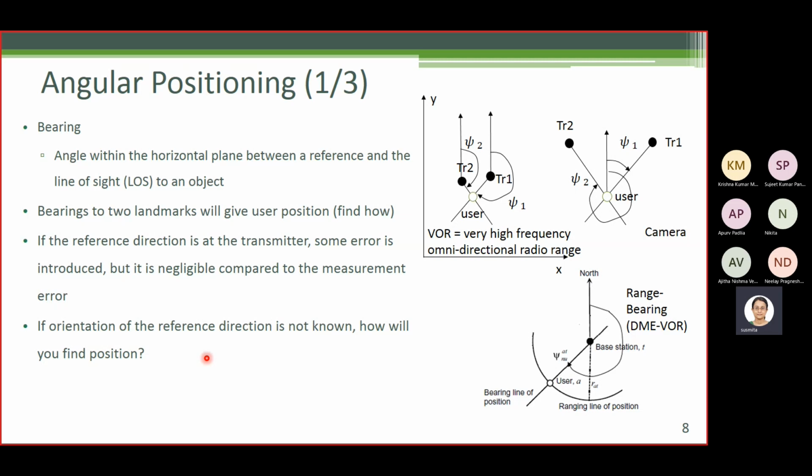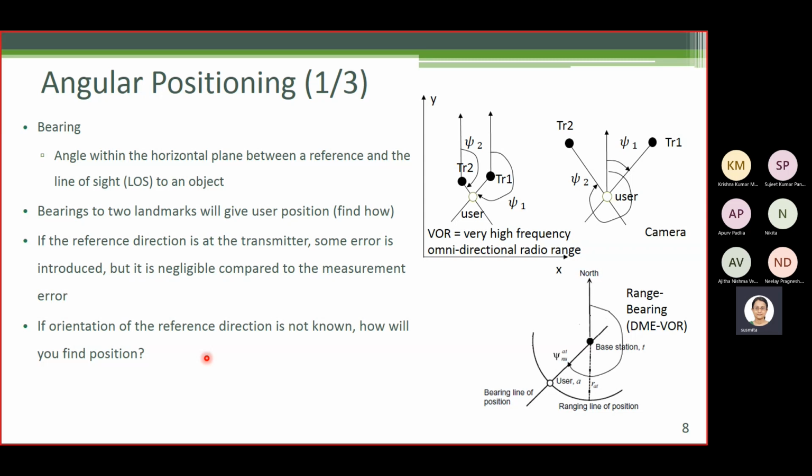So in case of ranging, a minimum of 3 transmitters are required to unambiguously find the user position. In case of angular positioning, a minimum of 2 transmitters are needed to find the user position if the reference direction is known. If the reference direction is not known, then 3 measurements for 2D would be required.